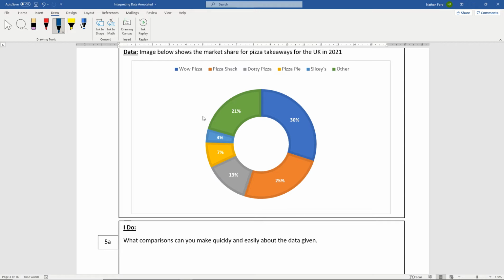Straight away, I can look at this and say, Wow Pizza has the largest market share. This is used in budgets a lot to see where most of the money is getting put. Do we need to put money elsewhere? So here we can see that the largest market share is Wow Pizza. We can see close behind we have Pizza Shack, then followed by all the others. We can see that Slices has a very thin slice, has the least amount of the market share, with Pizza Pie coming second last as well.